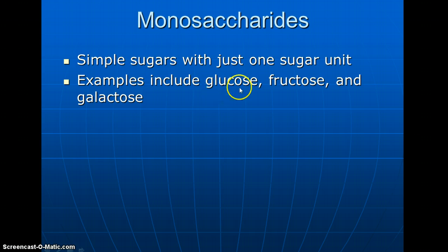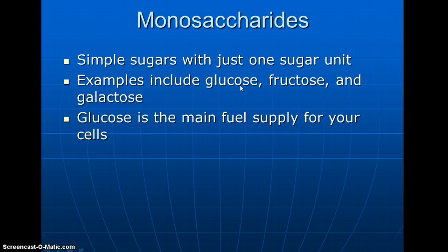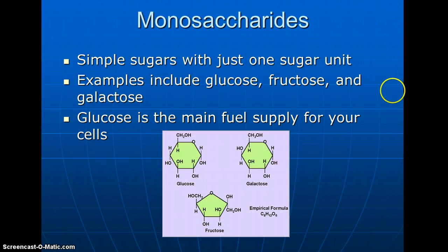You've probably heard of glucose before as a type of sugar. Glucose is mainly the fuel supply for plants and animals. How it comes together and forms different molecules is how it is stored within the body or within a plant. And these are our structural examples.